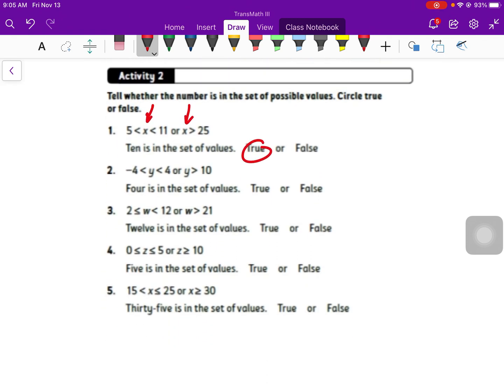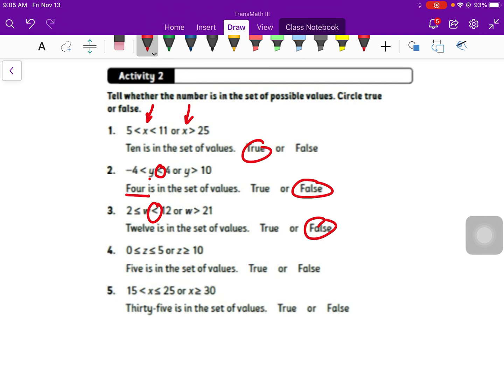Number 1 we already did, so number 2 is 4 in the set of values. No, it's not, because this is less than 4. 4 is not less than 4. If that would have been a -4 less than y less than or equal to 4, then this would be a true statement. But since 4 is not smaller than 4, we got nothing. It's false. Number 3, it's going to have the same issue.